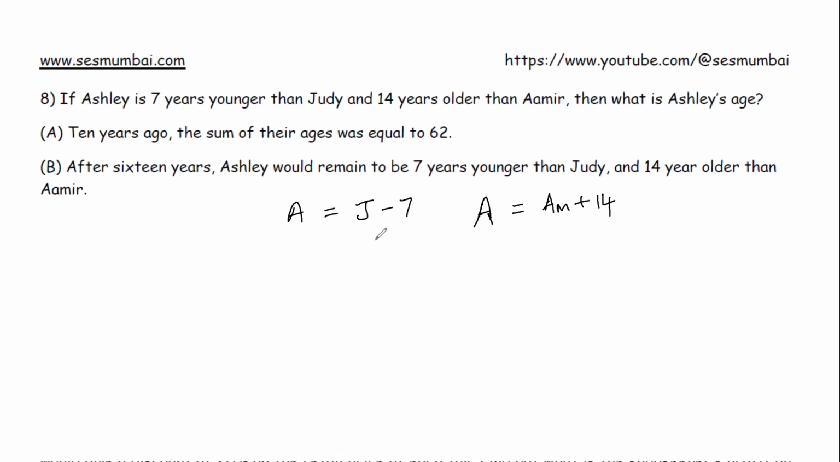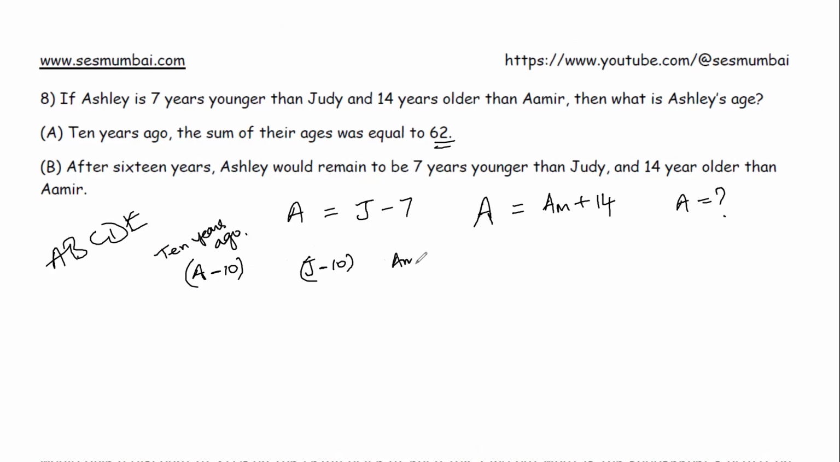Then what is Ashley's age? So A is what we need to find out. Statement A: 10 years ago, the sum of the ages was equal to 62. So 10 years ago, the sum of the ages, Ashley would be A minus 10 years old. Judy would be J minus 10, and Amir would be A minus 10, and if you add them all up, this is equal to 62.